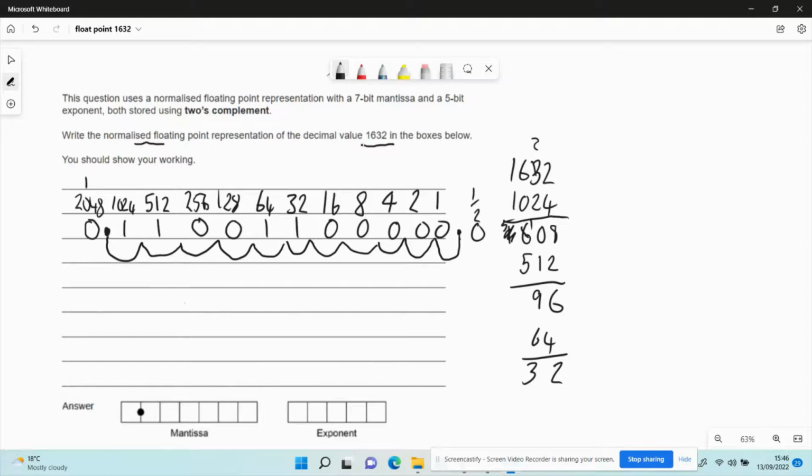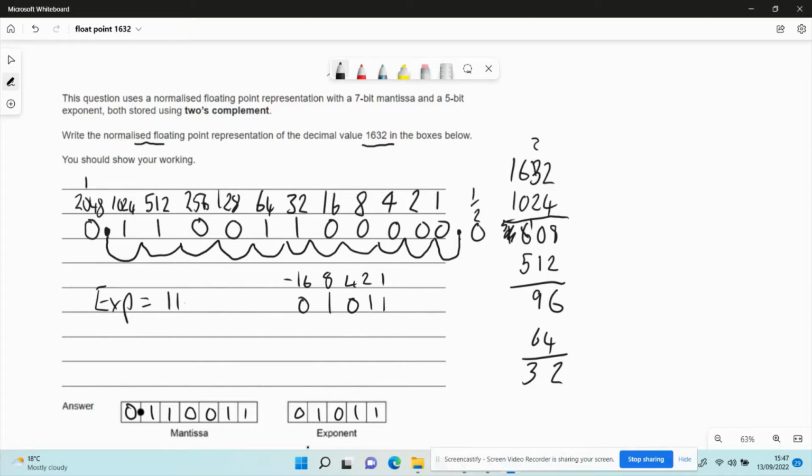So that means we need to apply an exponent. So we've moved the point 11 places, so our exponent will be 11. And in binary, you've got 8, 4, 2, 1 again, minus 16 here. So that's what the exponent is. So now we've got the answer. The answer is 0, 1, 1, 0, 0, 1, 1. And our exponent is 0, 1, 0, 1, 1. And so that's our points for this one all sorted.